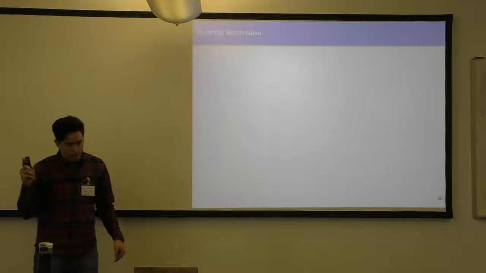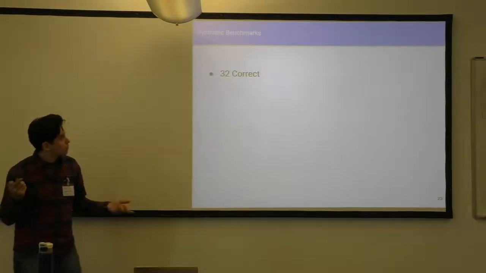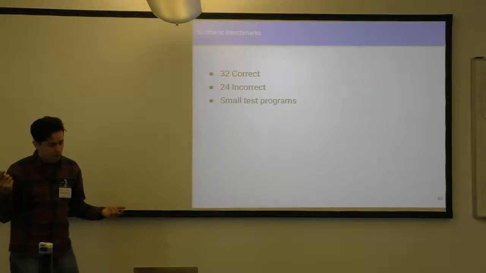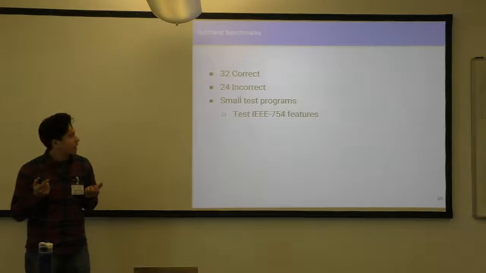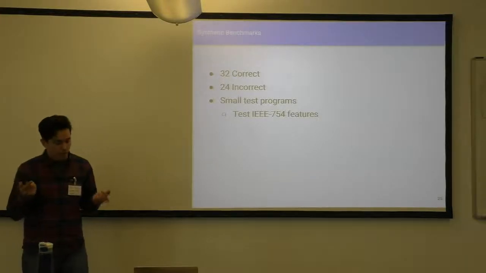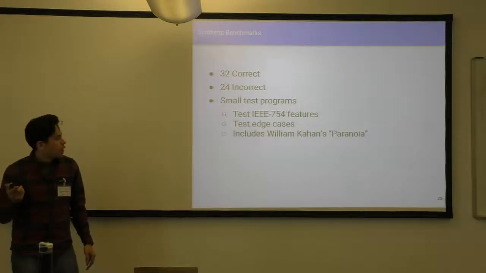So what do the synthetic benchmarks look like? We had 32 that we expected to be correct, 24 incorrect. And these are just small test programs. They were written to test particular IEEE 754 features and particular edge cases. We also included a copy of William Kahan's Paranoia, just for fun. I don't know if you've ever heard of that benchmark, but it's quite a famous one.